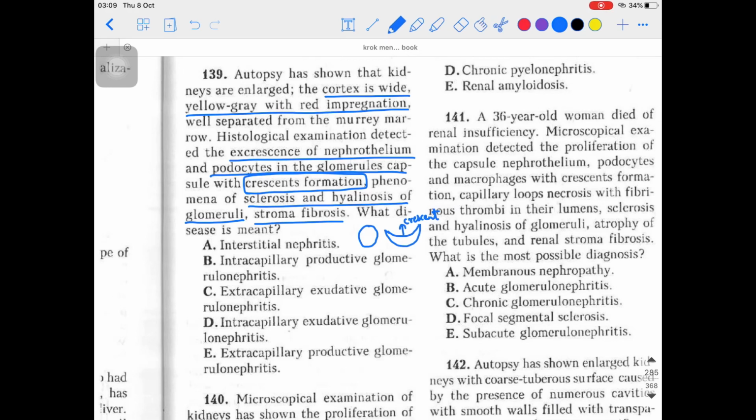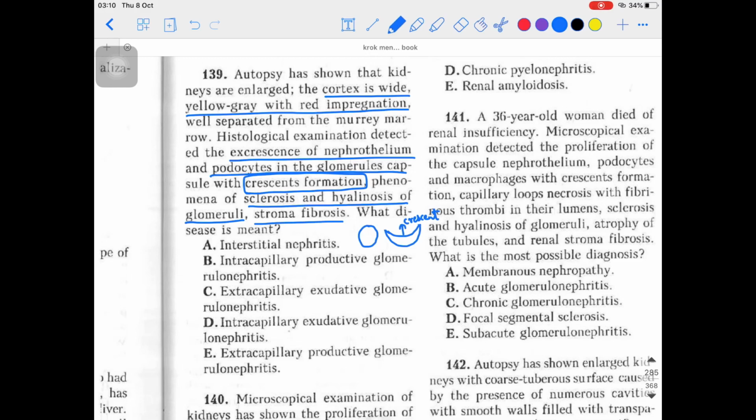Okay, so according to the histological picture of rapidly progressive crescentic glomerulonephritis, we will be talking about the histological picture. You will be seeing in the microscope histologically the extracapillary proliferative cells. Extracapillary proliferative glomerulonephritis can be seen.